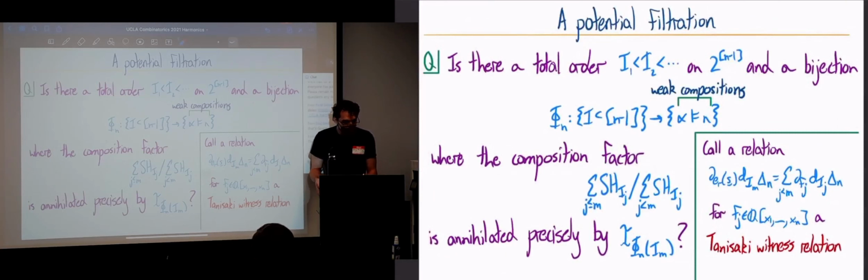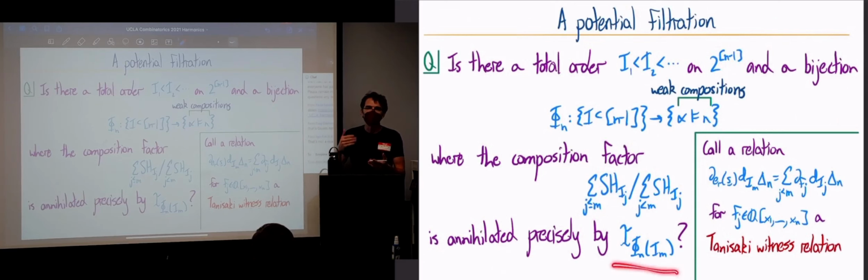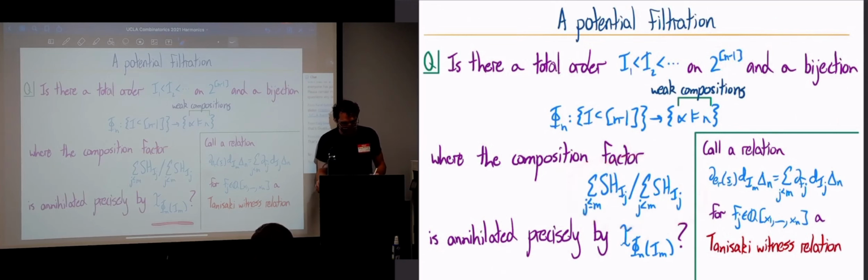Do we have some sort of a total order? So can we add generators in some prescribed order, along with some bijection from those subsets to weak compositions, where the composition factors are precisely Tanisaki quotients? So the annihilator of the composition factor needs to be precisely the Tanisaki ideal indexed by the image under this theoretical bijection. Here, I should say, I'm just defining the Tanisaki ideal of a weak composition to be the Tanisaki ideal of the weakly decreasing rearrangement of it.